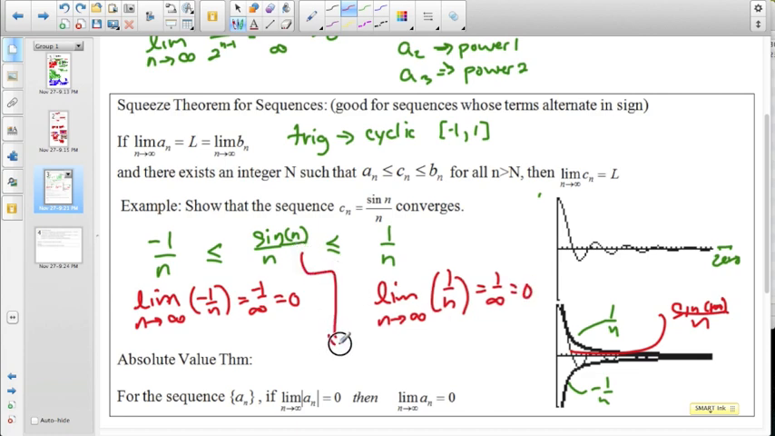So since that is squeezed in between those two other functions, and this is why we call it the squeeze theorem, the limit as n goes to infinity must also go to 0. We call it the squeeze theorem for, I think, obvious reasons: we just keep squeezing the sine of n over n in between these other two functions that we know the limits of.